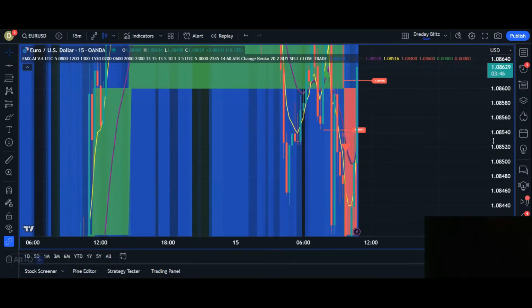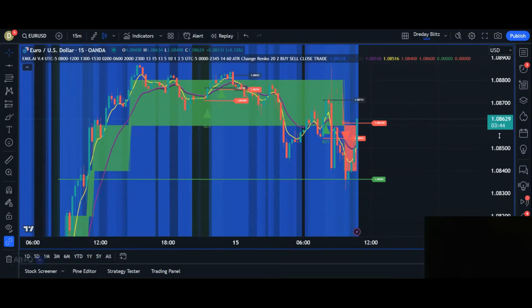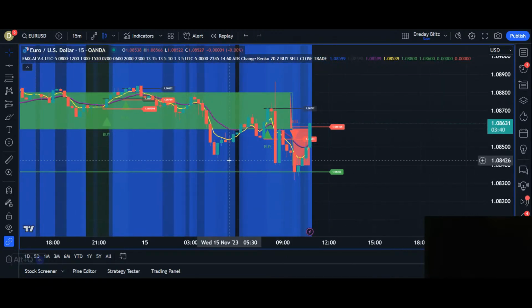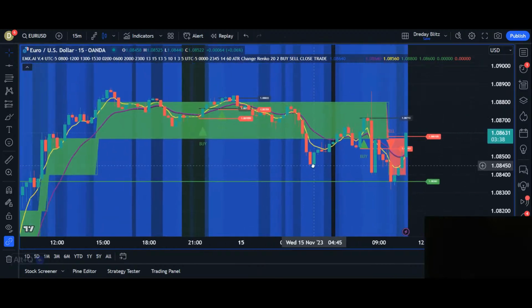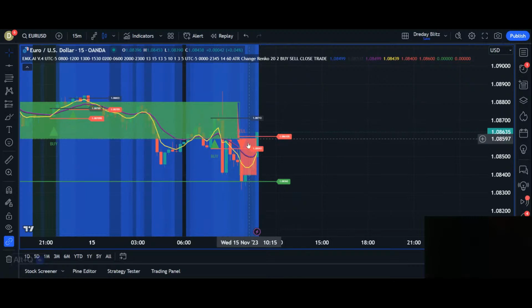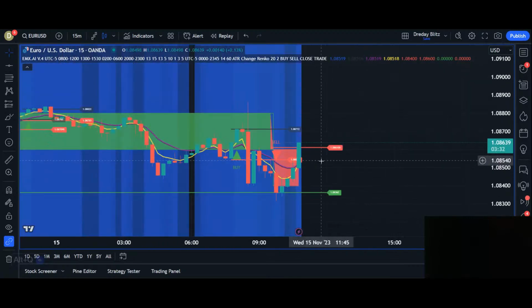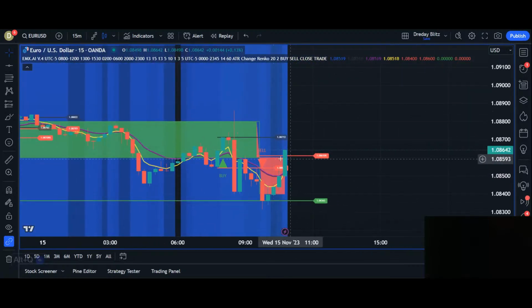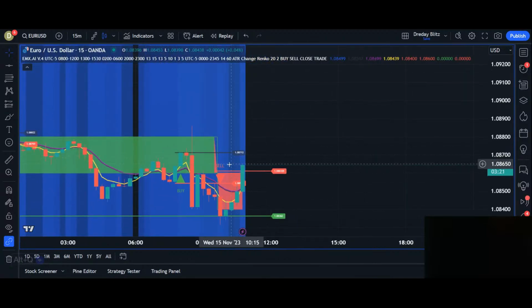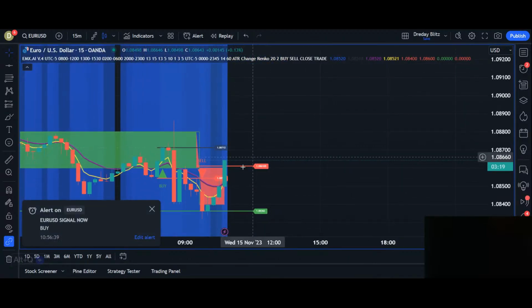Boom. Some Euro USD. So we had a small push back here, but now it's reversing. So that means right now we have received a notification saying close trade. So that means that the trend is switching from a bearish market to a bullish market once again. So now we're only looking for buys.